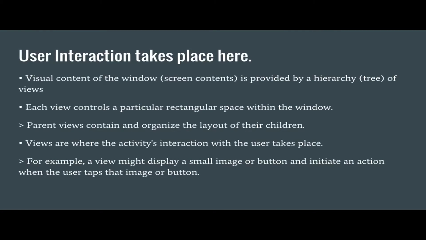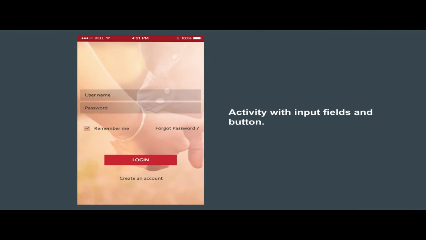Visual content of the window is provided by a hierarchy of views where each view controls a particular rectangular space within the window. Parent views contain and organize the layout of their children, where views are where the activity's interaction with the user takes place. For example, a view might display a small image or a button and initiate an action when the user taps the image or button. The example could be this simple screen or simple activity which has certain views like username, password, remember me, forget password, login. These are different views which are creating a view hierarchy for this activity.